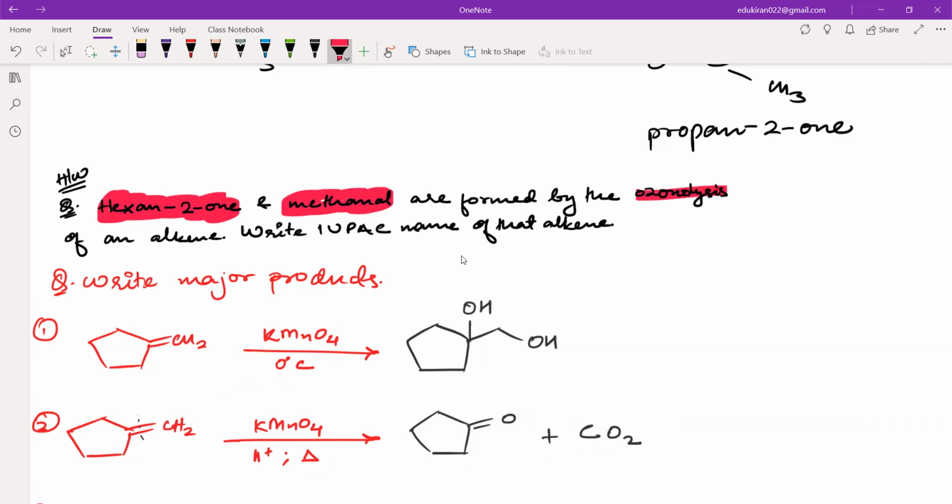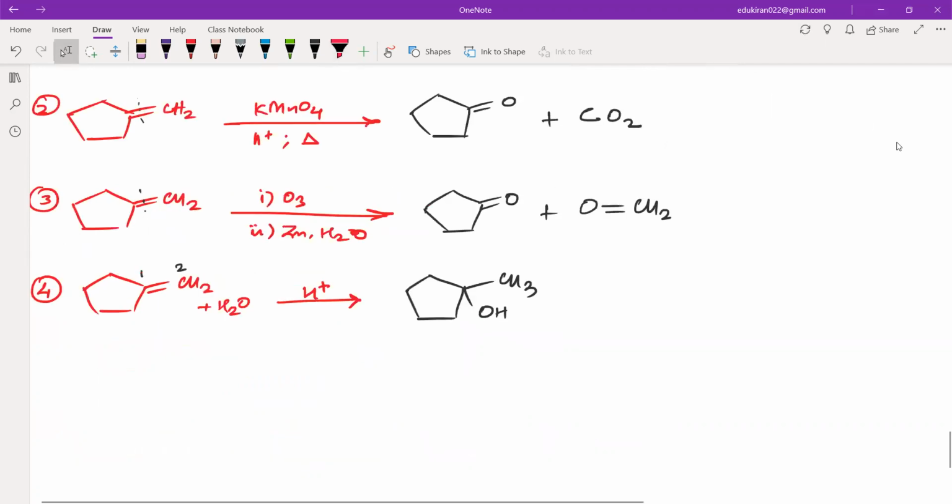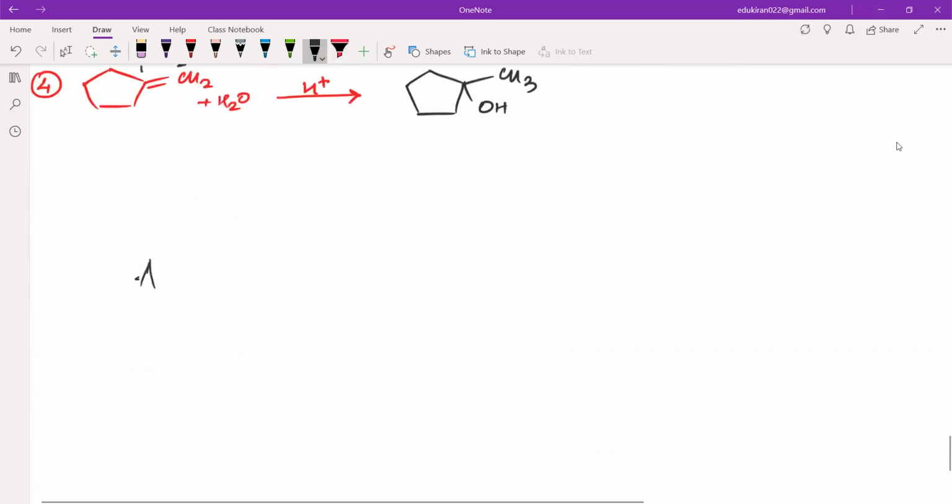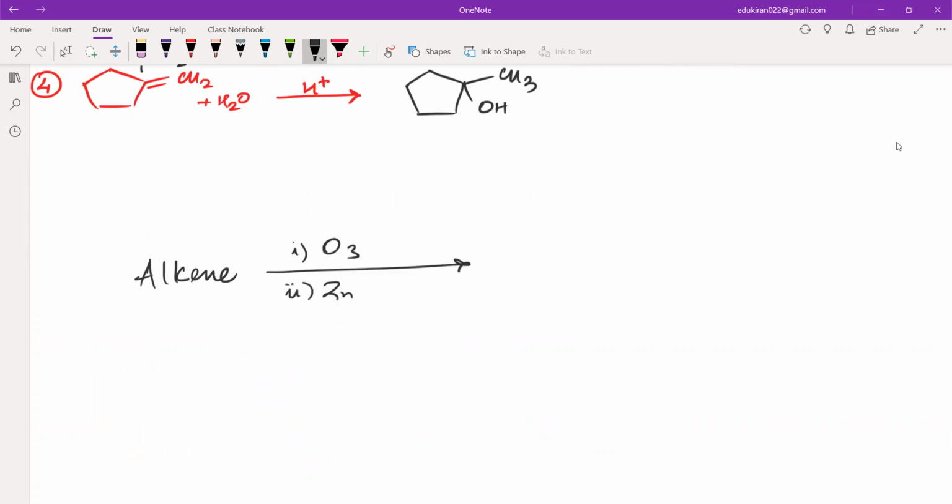Okay, fine. So the question is that you have hexane 2,1 and methanol, and these are formed by the ozonolysis of an alkene. So he's saying that there is an alkene, and if I treat this with O3 in the first step, and in the second step with zinc in the presence of water, then I am going to get hexane 2,1, carbons 1, 2, 3, 4, 5, and 6. That means I am going to get C double bond O here, and I am going to get methanol. Methanol is hydrogen, carbon, hydrogen, and double bond O. So CHO group with only one carbon. So these are the two molecules.